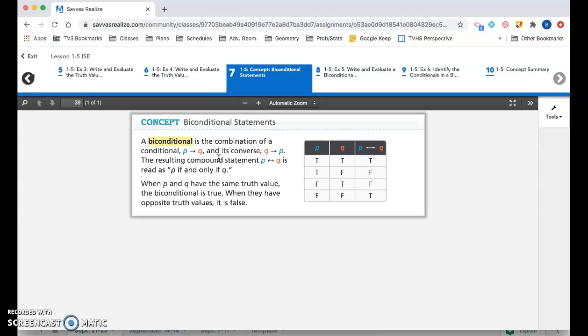Biconditionals. So biconditionals are statements that work in both the original format and the converse. So I could say, if today is Monday, then yesterday is Sunday. And I could also say, if yesterday was Sunday, then today is Monday. So both the original statement and their converse are both true. And that fits under what's called a biconditional. And sometimes we write biconditionals as saying, P if and only if Q.